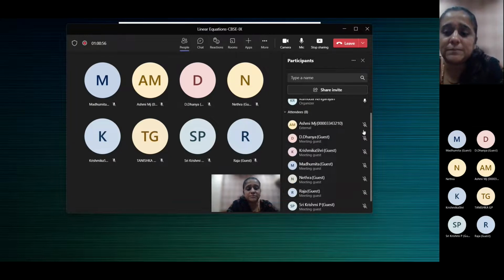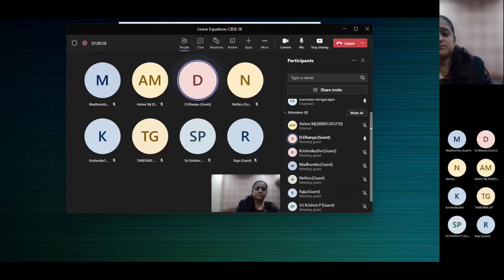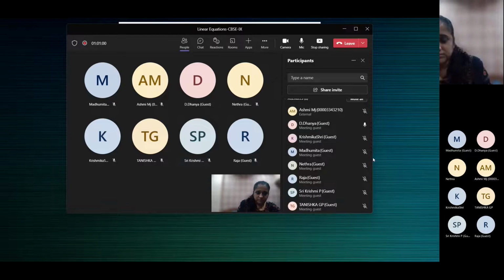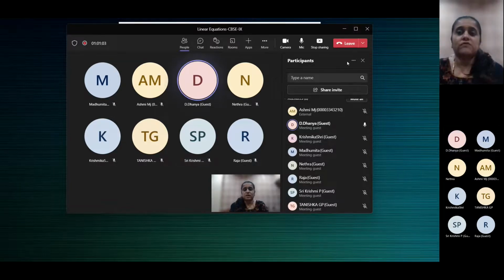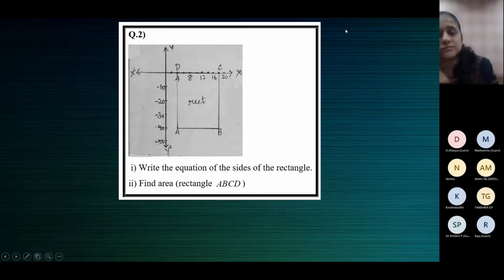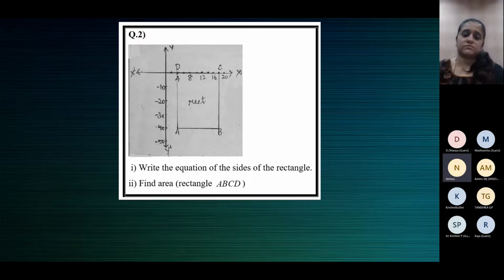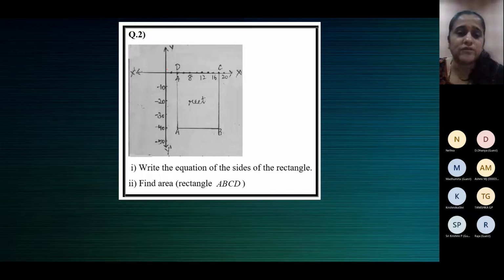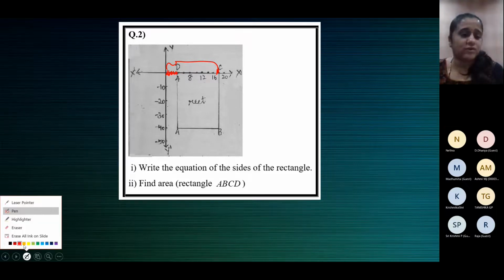Yes, please tell me. Ma'am, 14 units. Yes, Danya, tell me how 14? You're right. 18 minus 4. Yeah, right. Because from here to here, it's 18 units, and this one is 4 units. So 18 minus 4, 14 units.